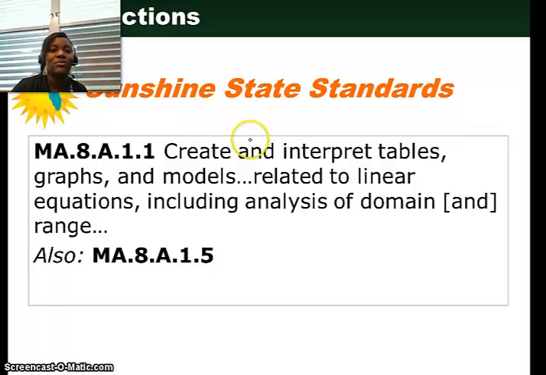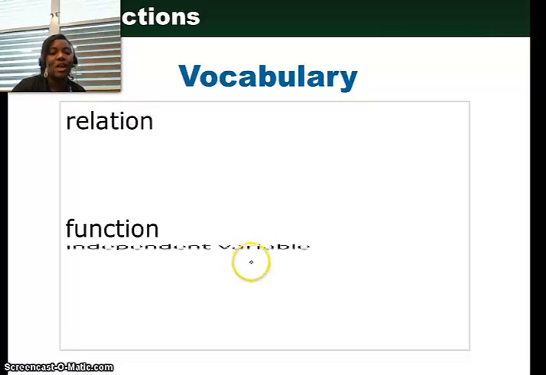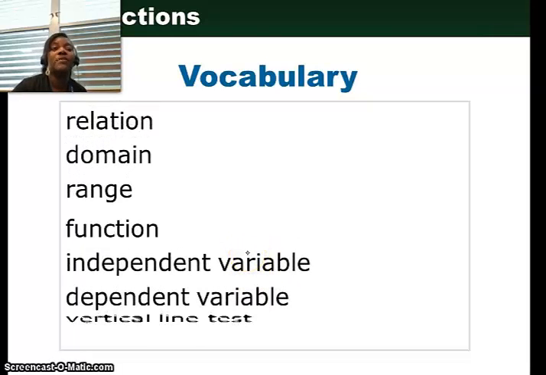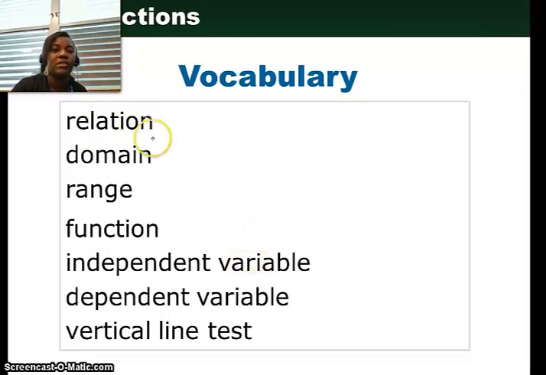Today you will be learning about tables and graphs and how to interpret those graphs. So let's go ahead and get started. Here are your vocabulary words for today. We have relation, domain, range, function, independent variable, dependent variable, and vertical line test.